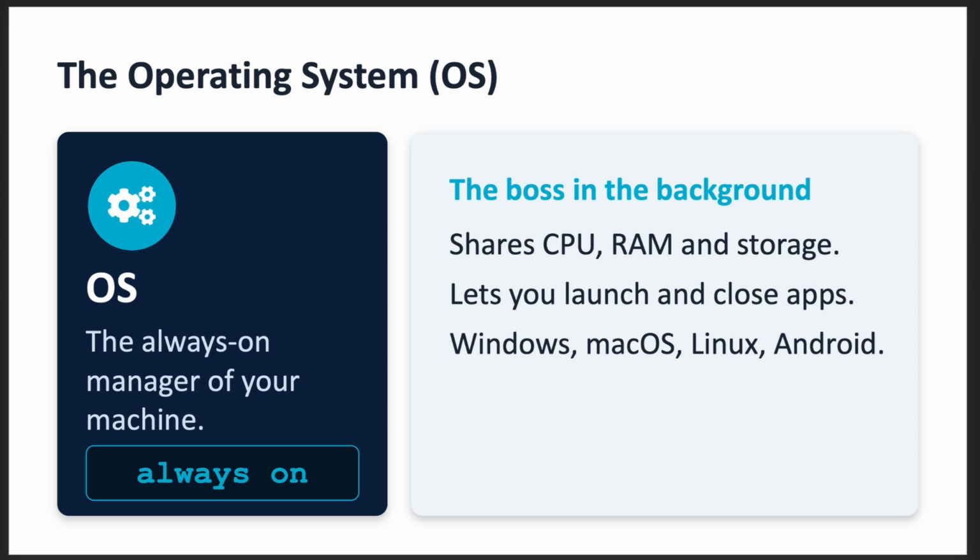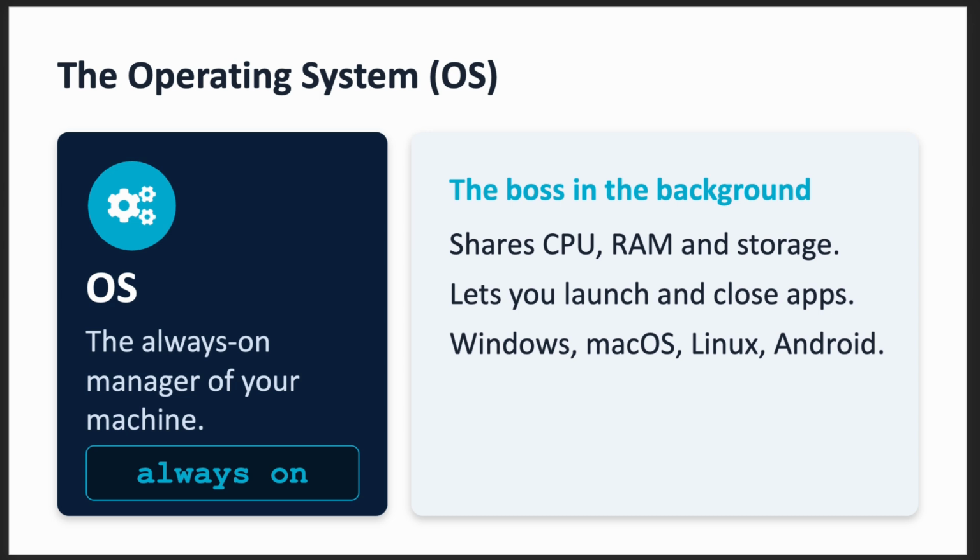Exactly. So the OS dictates memory paging, it schedules CPU time, and it isolates processes so they don't overwrite each other. I mean, if every single application had to carry the code required to negotiate with your specific memory controller, software development would be impossible. It would be a nightmare. The OS absorbs all that complexity. It's the boss in the background.